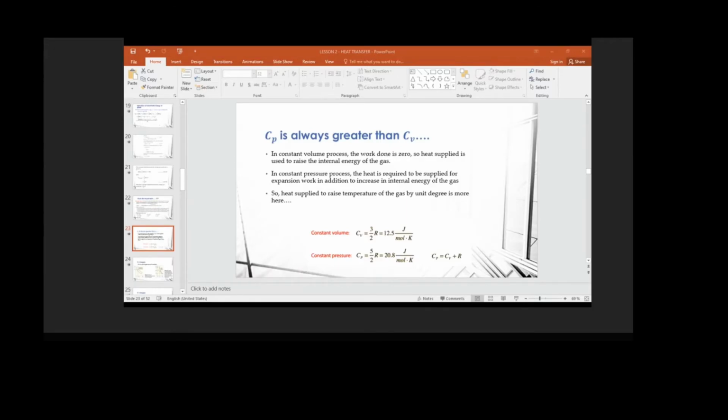Now, another thing that CAPE normally asks is why Cp is always greater than Cv. All right, so we know that Cv is 3/2 R and Cp is 5/2 R. So we substitute the value of R in both. We get Cv is 12.5 and Cp is 20.8. So why do you think at constant pressure it takes more energy to change the temperature of the gas than when it's at constant volume?